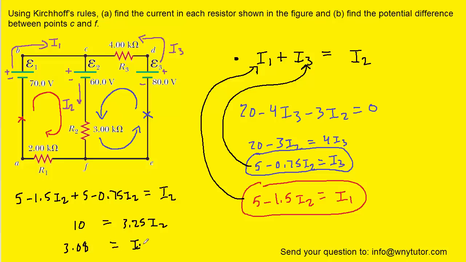Now, as for the unit, usually the unit of current is in amps. But because we had been using kilo ohms for our resistance rather than just ohms, it turns out that these currents are now in milliamps. And so this is the correct answer for I2.